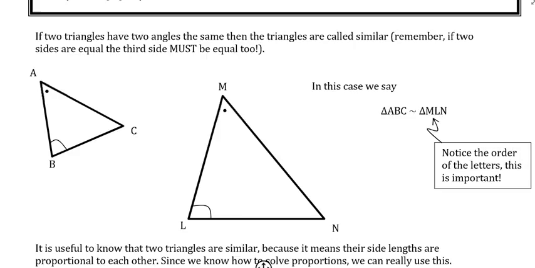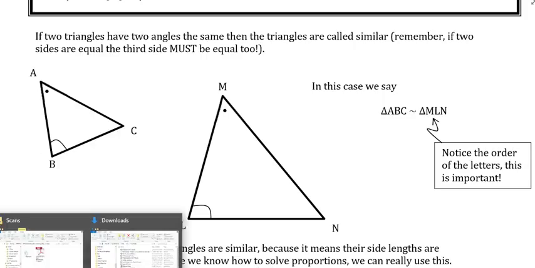Two triangles have two angles the same, so two angles equal, right? Equal measurements of angles. Then they're said to be similar. Right? So that's what we're talking about, similar triangles. And what else does it mean? It means the side lengths of the triangle are proportional. Okay, let me see if I can show you exactly what that means.